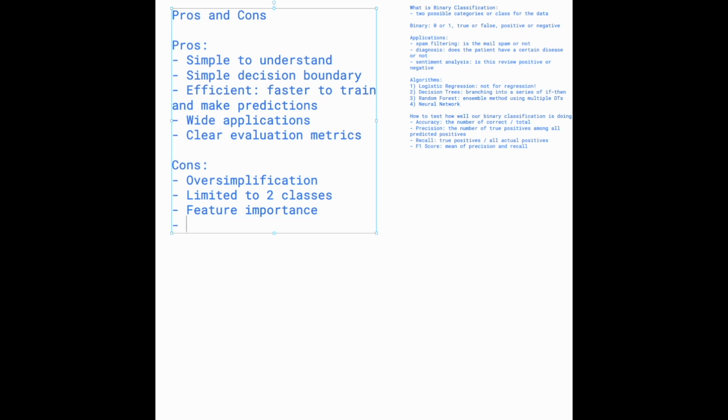There's also bias issues, where obviously this is applicable to everything, but if the training data is biased, this kind of binary classification model can amplify this bias. And those are just some pros and cons of binary classification.